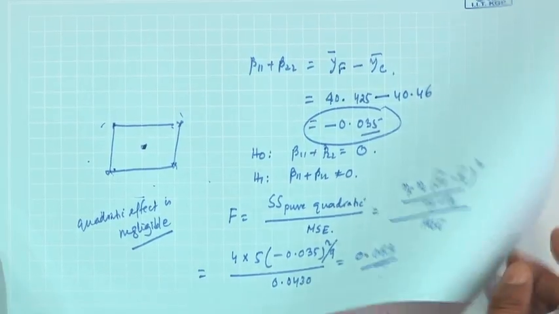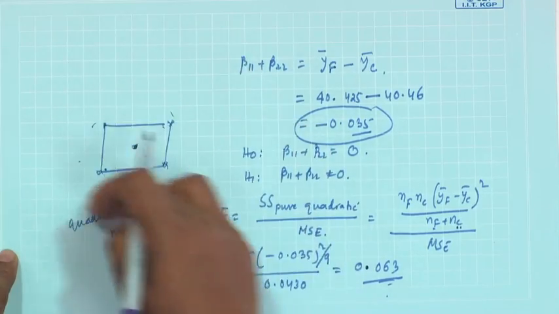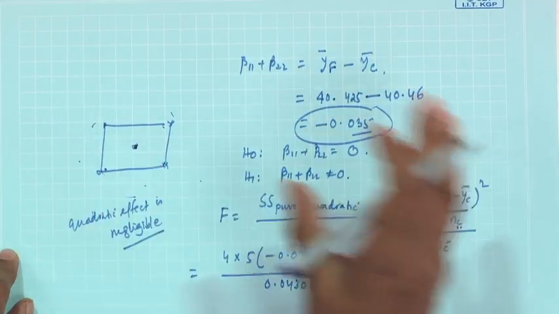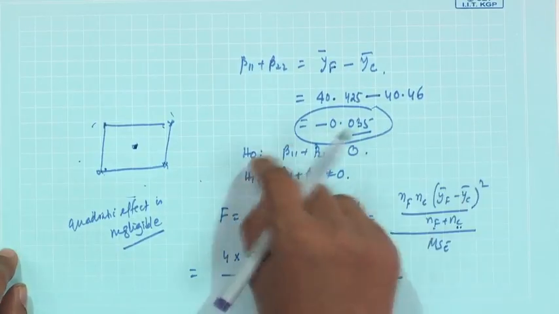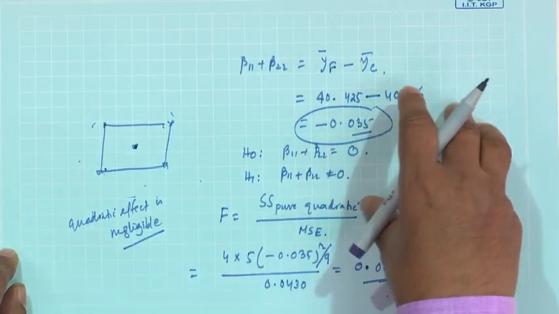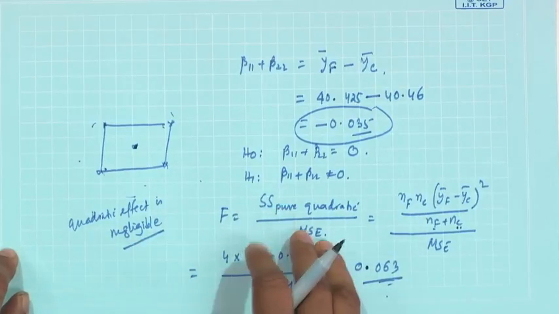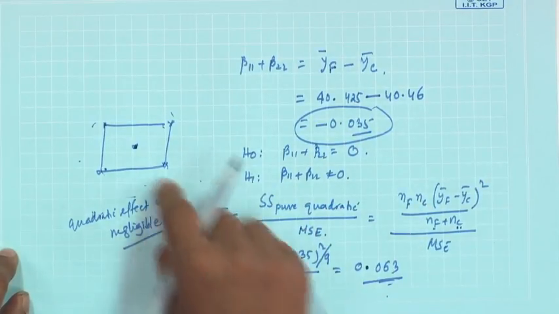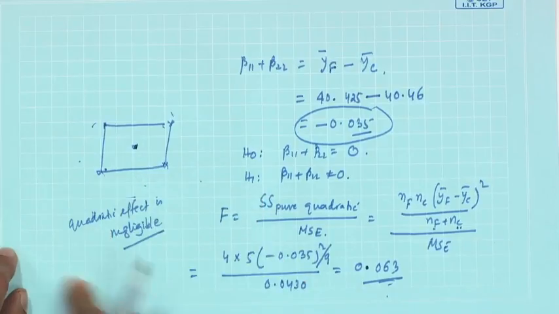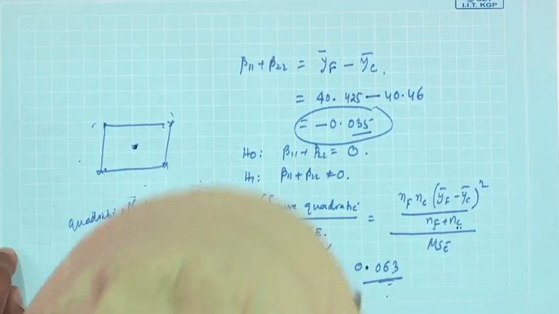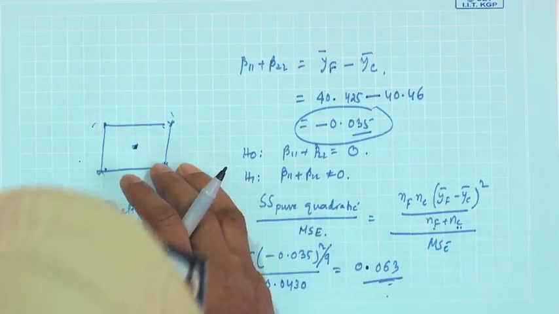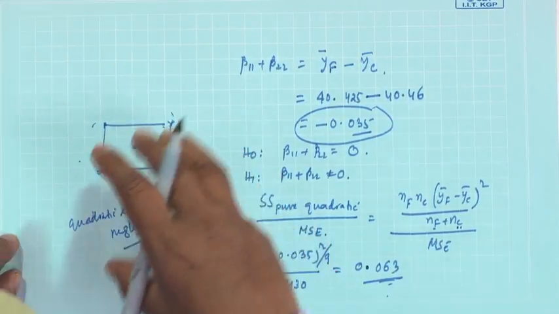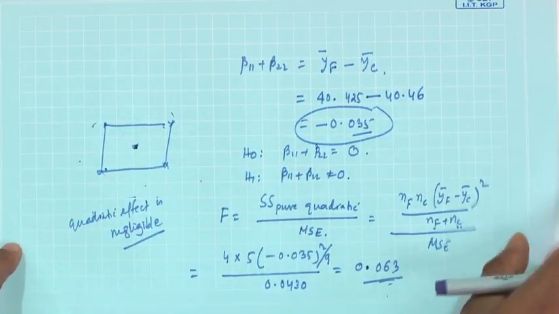So, you got that the factorial point design with center point has given you data to estimate the error. You have estimated the error, and you are in a position to find out whether the interaction effect is significant or not. You are also in a position to find out whether the quadratic effect is present or not. Fine. So, quadratic effect is not there, interaction is not there, that means the first order model is probably a fit one.